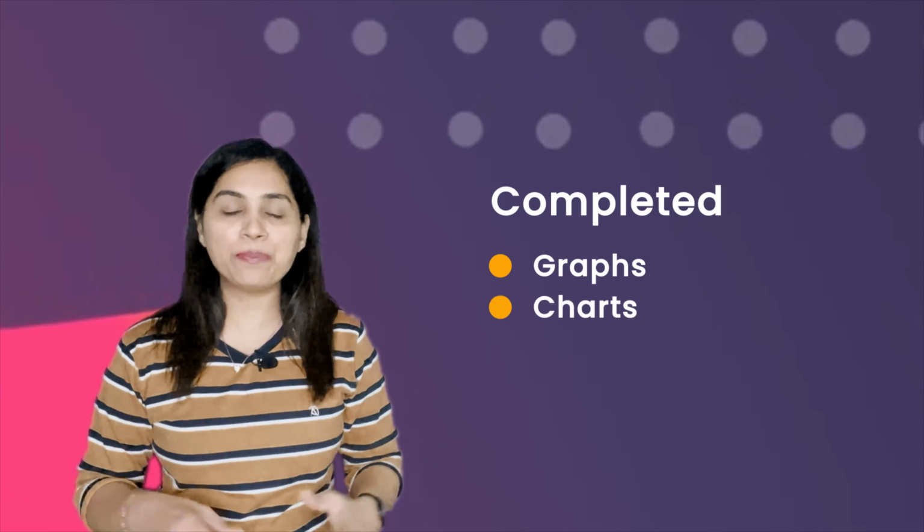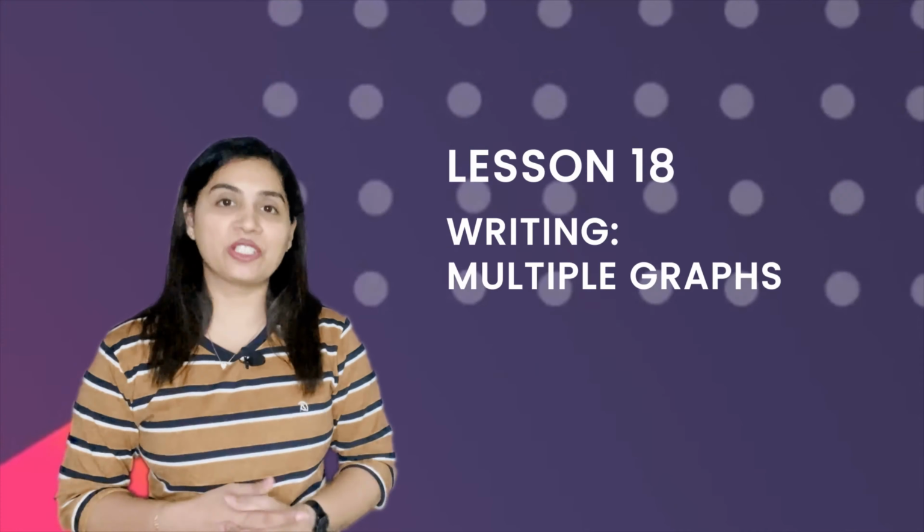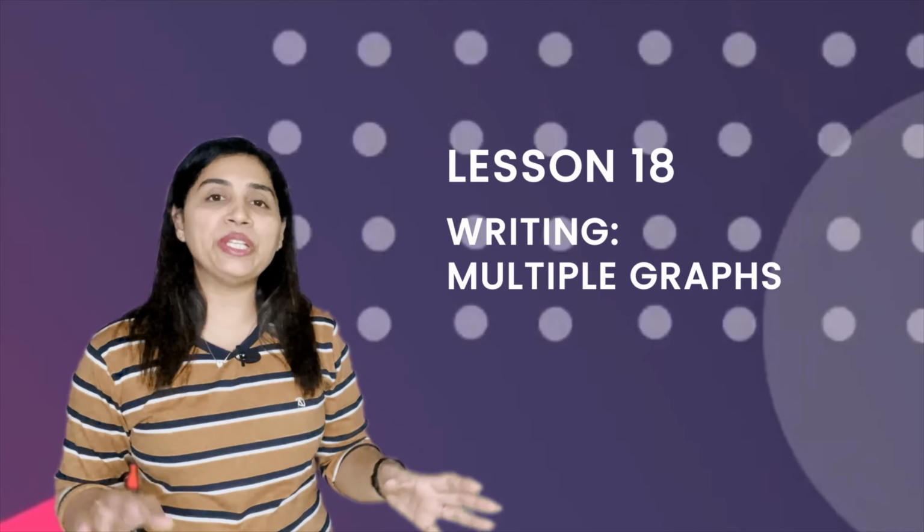We have almost completed the learning of all types of graphs, charts, maps and diagrams, but still there is one question to be learned yet. What is that question? What is the name of this question? Yes, it is IELTS writing multiple graphs. This is considered to be the most difficult one as it contains two different types of graphs or charts, and students struggle in understanding how to present the answer of this particular question.